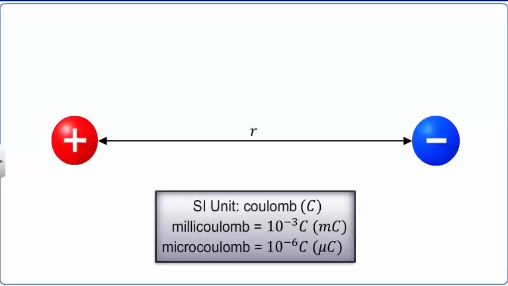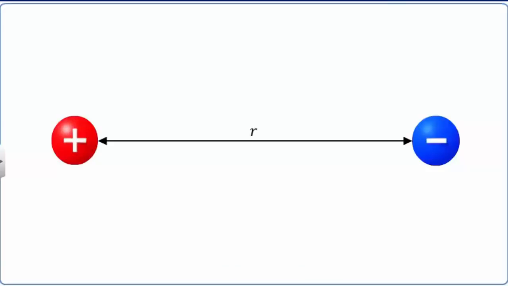Coulomb, C, is the SI unit of electric charge. However, smaller units such as microcoulomb and millicoulomb are also used in electrostatics. Electric charge is a scalar quantity, which has only magnitude but no direction. Hence, the total charge on the body is equal to the algebraic sum of the individual charges given to it. Let us illustrate this with an example.